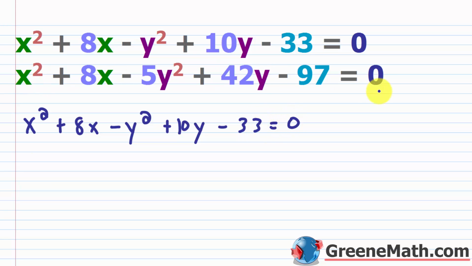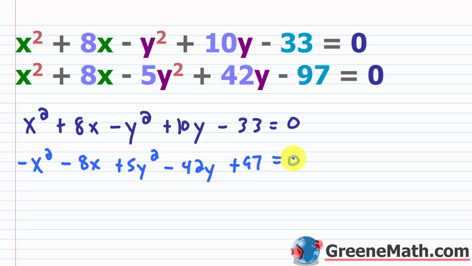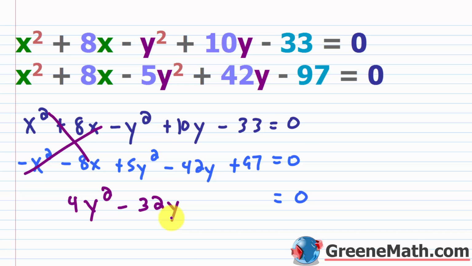For this one, if I multiplied by negative 1, I'd have negative x squared, and then minus 8x plus 5y squared, and then minus 42y plus 97 equals 0. If I add the left sides together and set this equal to the sum of the right sides, which again would just be 0 in this case, well, the x terms are going to cancel. So what I have is negative y squared plus 5y squared, which is 4y squared. 10y minus 42y would be minus 32y. And then 33 plus 97 is 64. So plus 64 here.